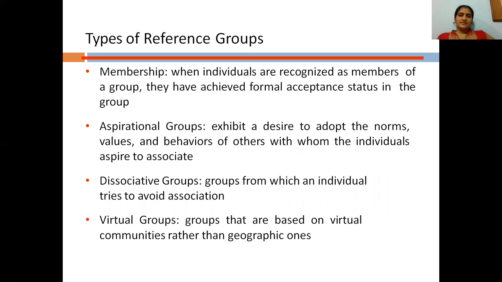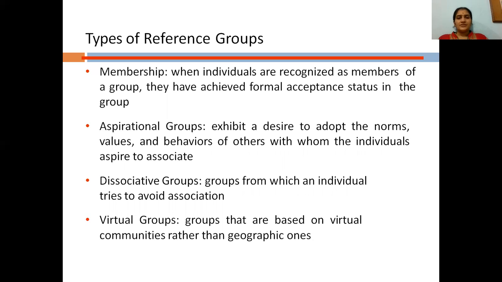Then we have membership groups. As the name says, membership groups are those groups where individuals are recognized as members of a group. If they want to be part of that group, they have to take the membership. To take the membership, there are certain standard set rules. If I want to become a member of that particular group, I have to adopt those membership guidelines.